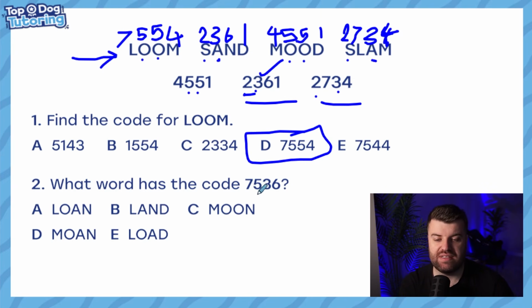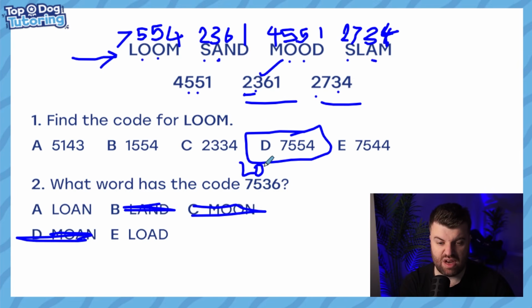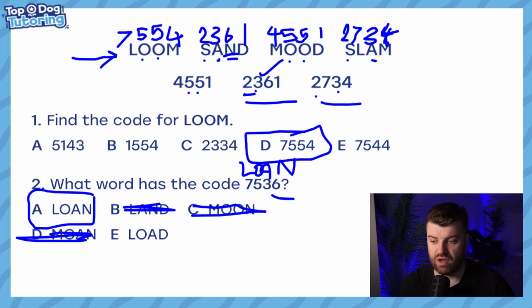What word has the code 7536? Well, let's just do some writing here. We know 75 is LO from loom. So it's going to be LO. Notice at this point, I could get rid of moon. I get rid of land, and I can get rid of moan. Then I know the next one's an A because all of the answers are LOA. Is it going to be loan or load? Well, what's 6? That's going to get us the answer. 6 is in sand for the N. So the answer is loan. I put A as my answer and I move on.